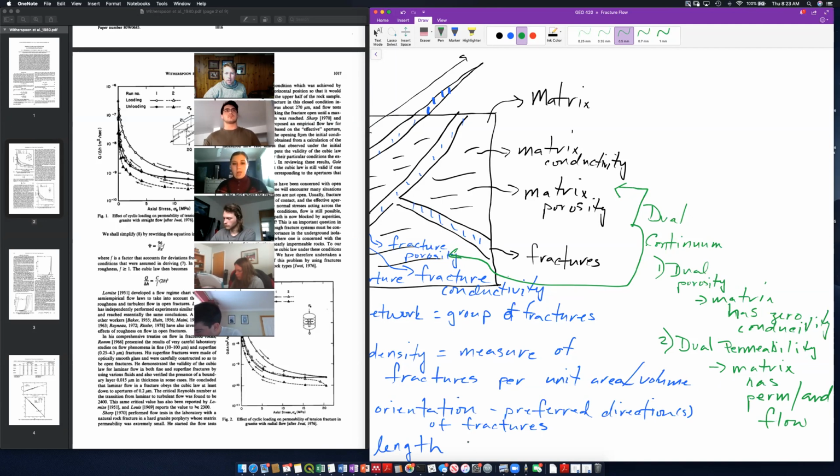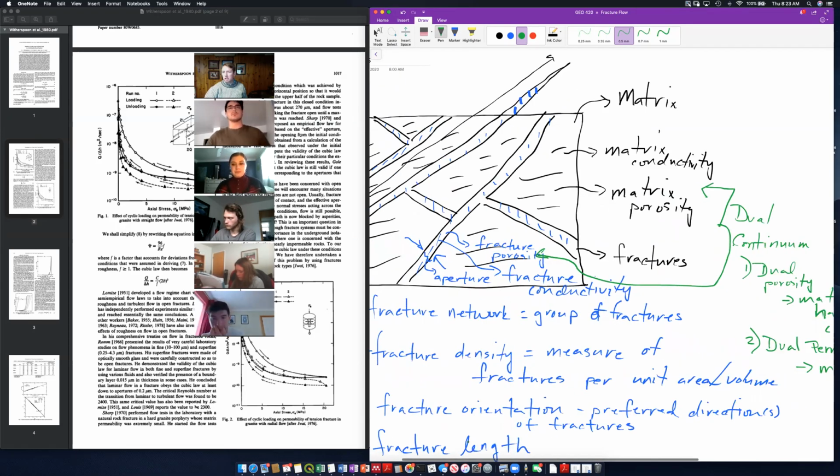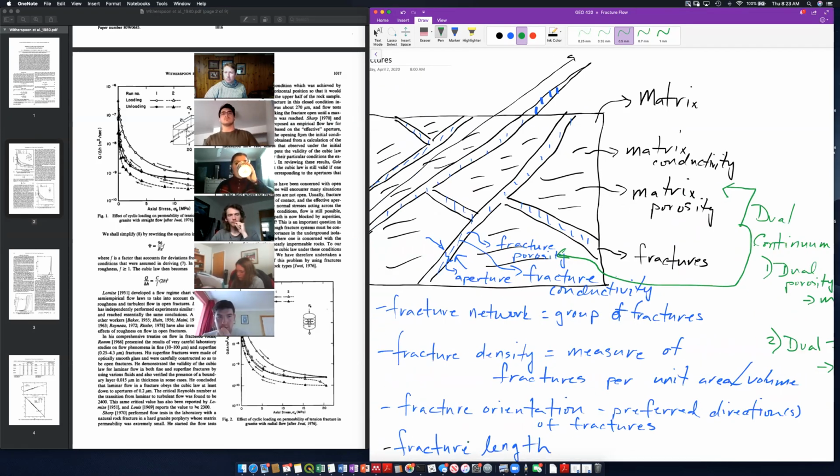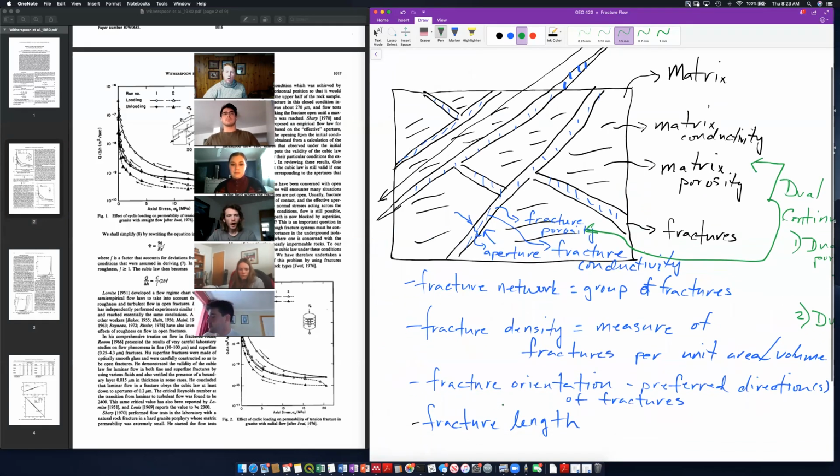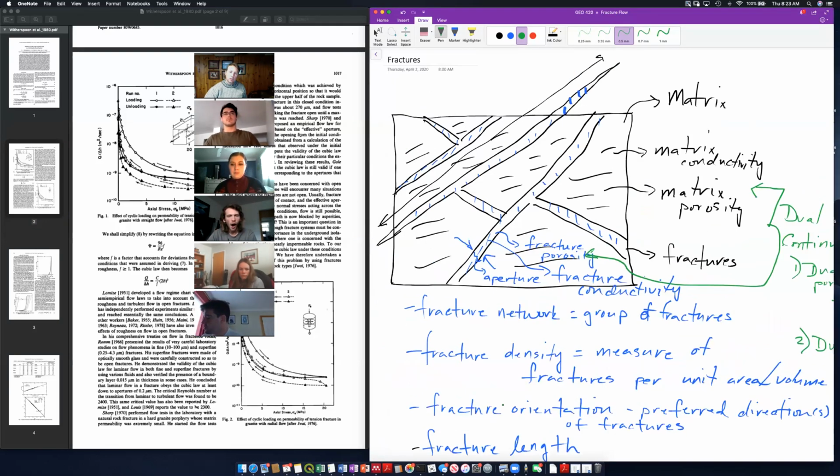Okay, aperture, porosity, matrix, some characteristics of the fracture network. All right, so this is all just vocabulary so that if and when you work in a fractured system, you can start to read some of these papers and understand what some of this vocab means.